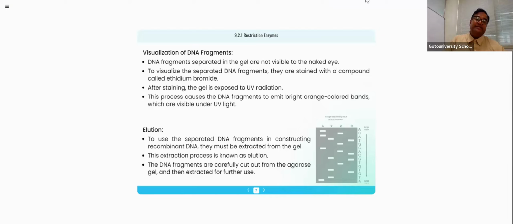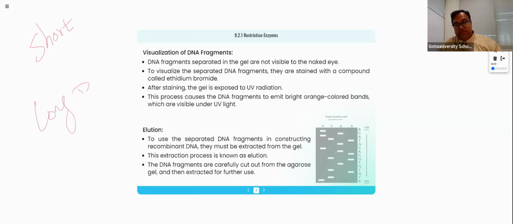So some DNA has a short length, some DNA has a long length. Again, I'm repeating: one is called what? Short DNA, and another is called what? Long DNA, right? One is called short DNA, another is called long DNA. But short DNA and long DNA are not visible to our eyes.